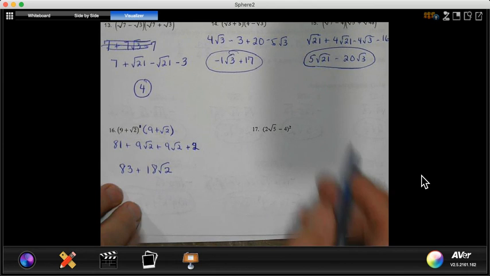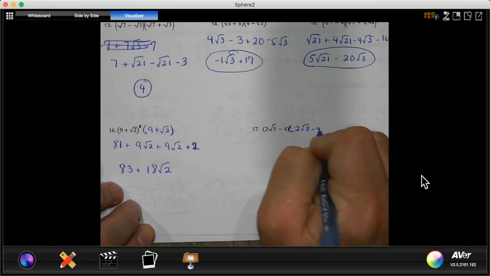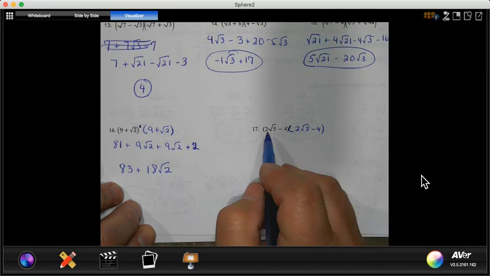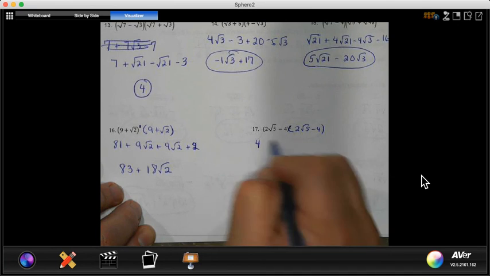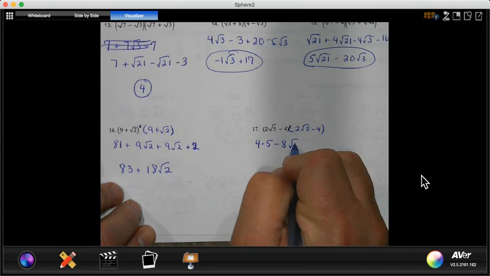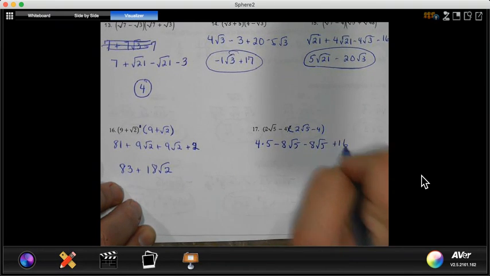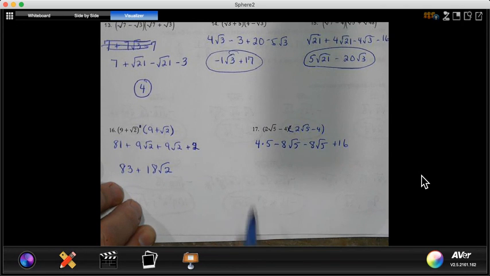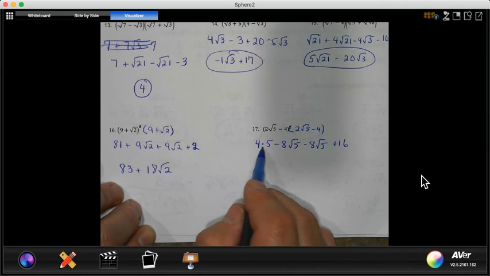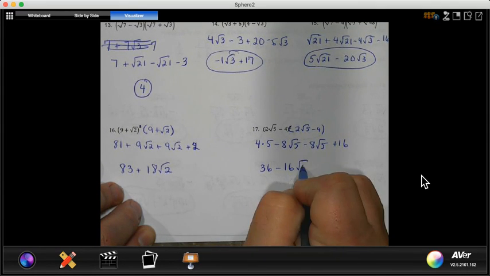And then the last one, I'm going to do times itself. So 2 root 5 minus 4. So here we go. 2 times 2 is 4. Root 5 times root 5 is just 5. So that's 4 times 5. Minus 2 times 4 is 8 root 5. Minus 4 times 2 is 8 root 5. Negative 4 times negative 4 is positive 16. So 4 times 5 is 20, plus 16 is 36, minus 16 root 5.